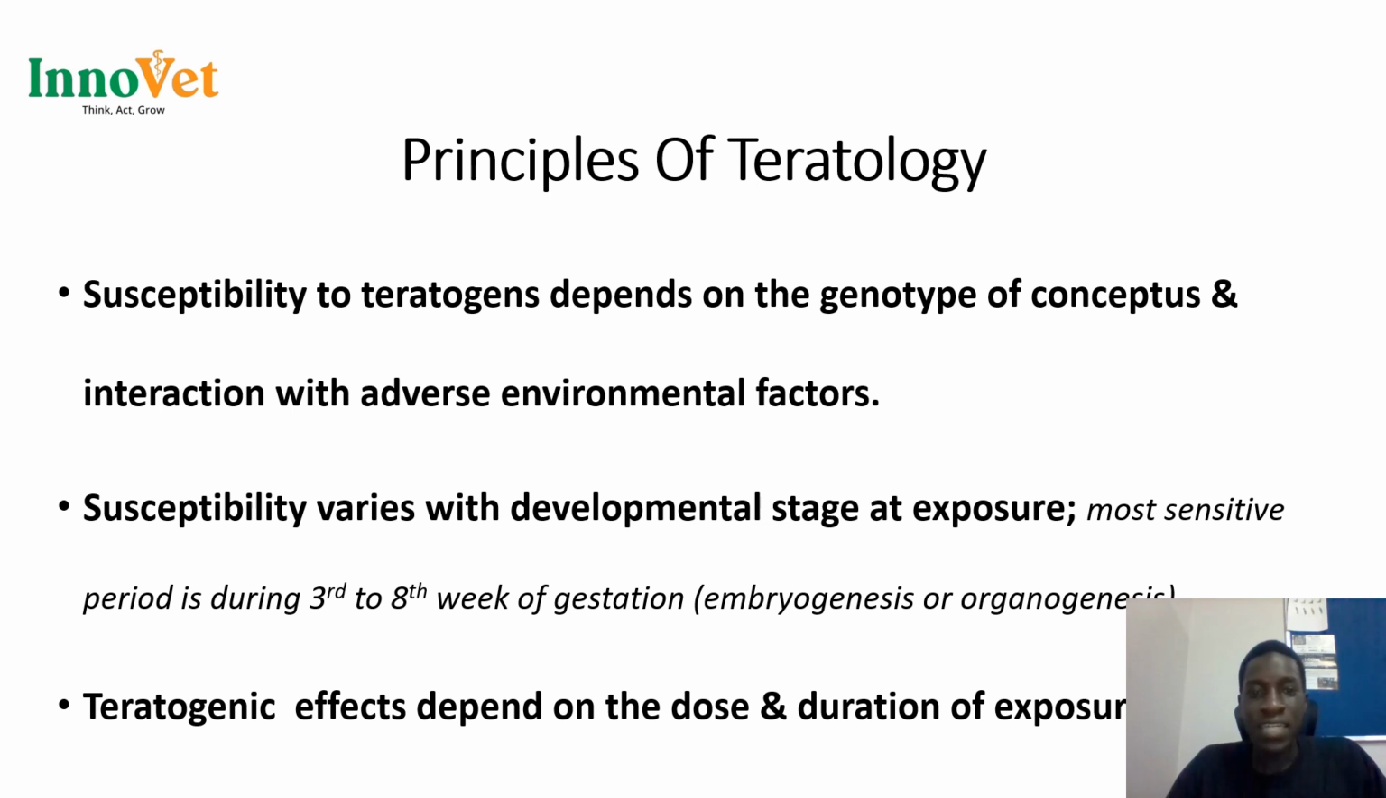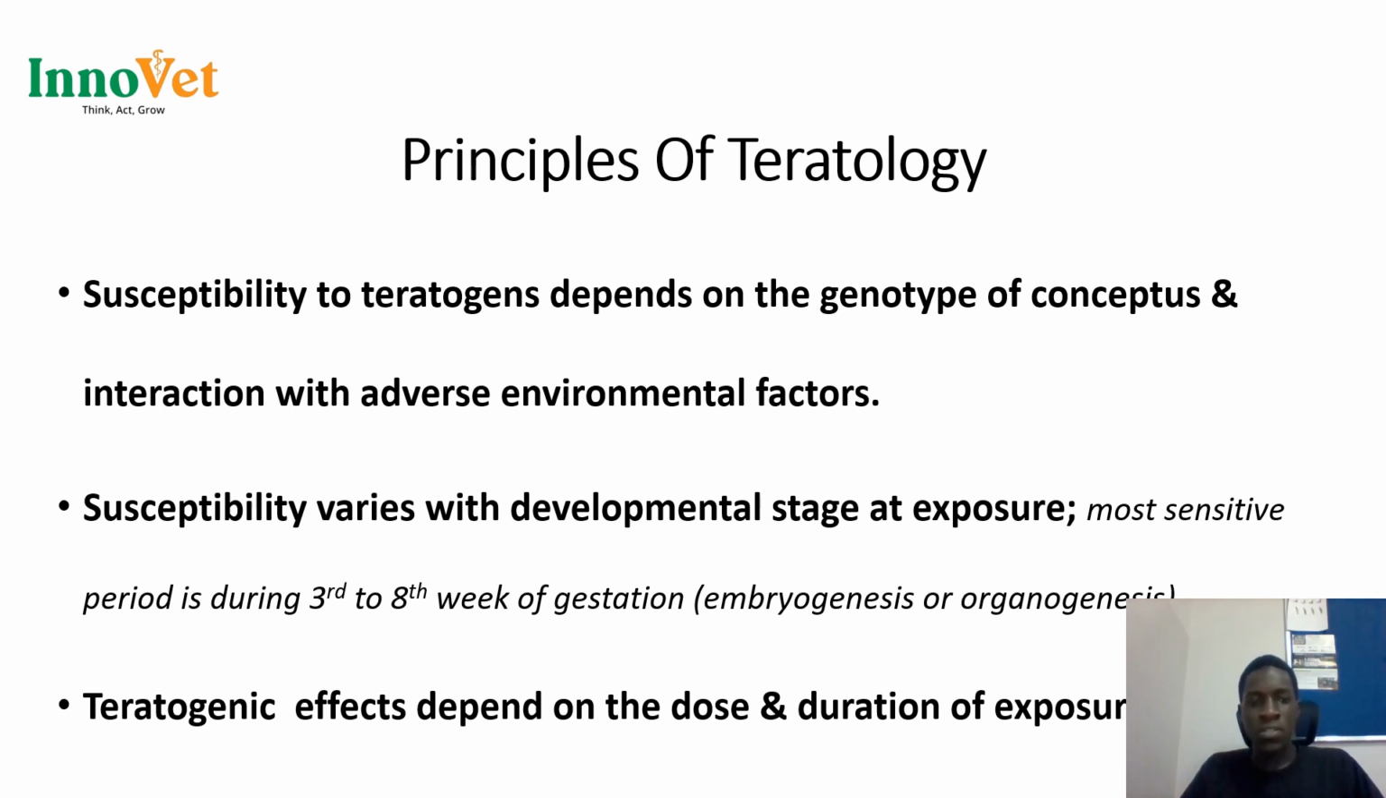Then we can understand the principles of teratology. These are 6 principles, and the first one goes: susceptibility to teratogens will depend on the genotype of the conceptors and the interaction with adverse environmental factors. So this means that those conceptors whose genotypes are unstable and are exposed to adverse environmental conditions can easily become susceptible to the teratogens, and they will eventually easily develop the anomalies.